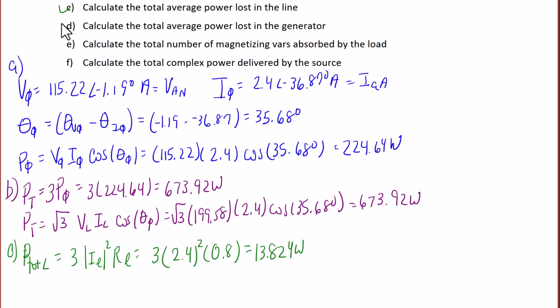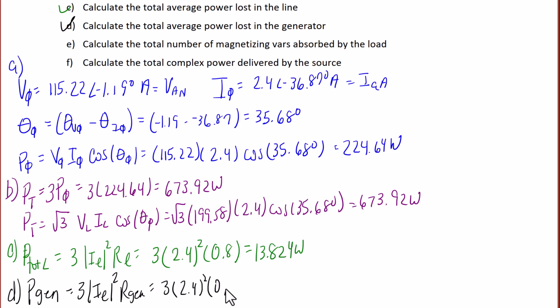Next, we're going to find the total average power lost in a generator, which is part D. And that's going to equal 3 times the magnitude of the line current squared times the resistance in the generator. So that's going to be 3 times 2.4 squared times 0.2, which equals 3.456 watts.